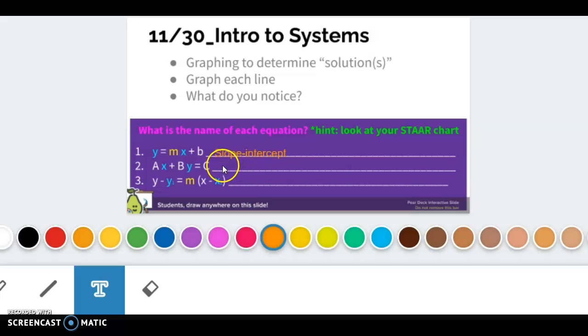The next type is standard form. The next form is standard, which is when you have the X and the Y on the left-hand side of your equation. And then the last one is the point slope.